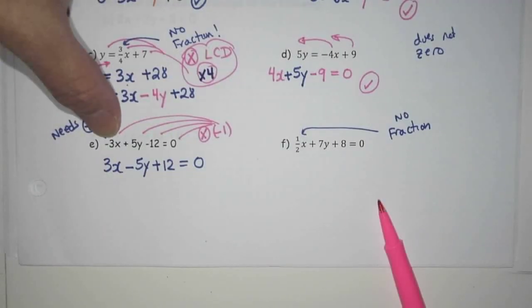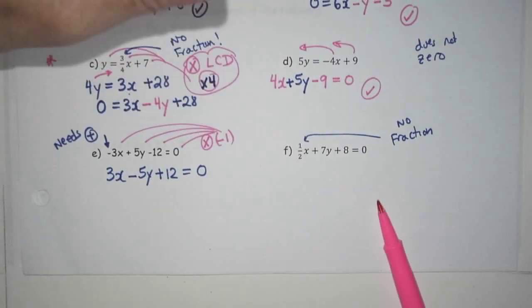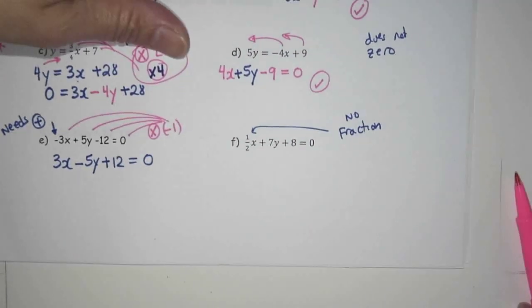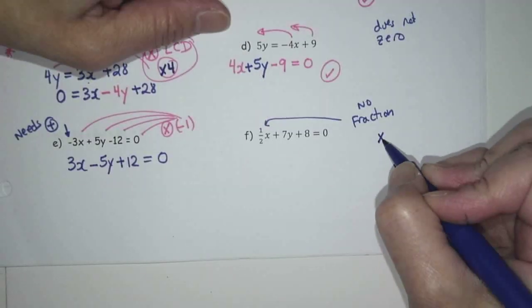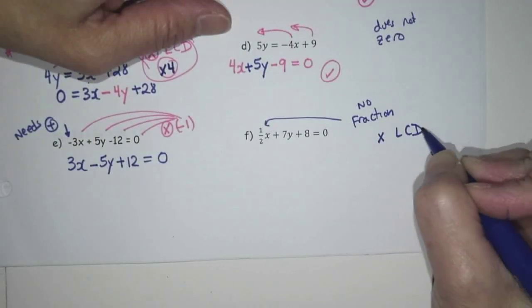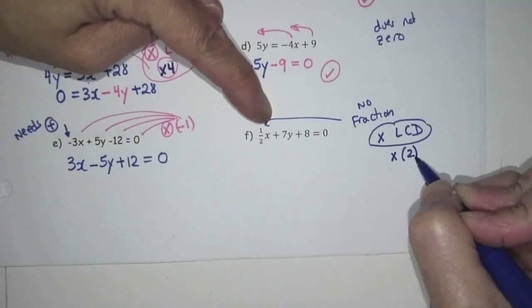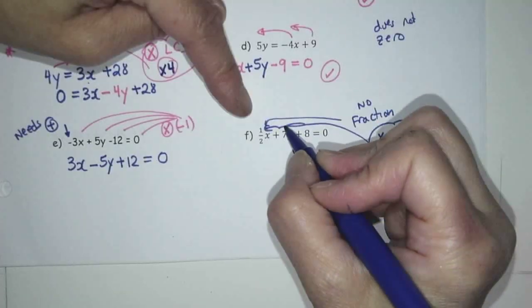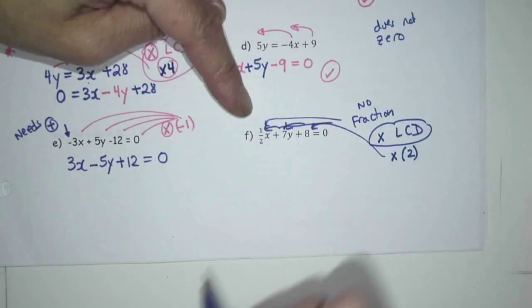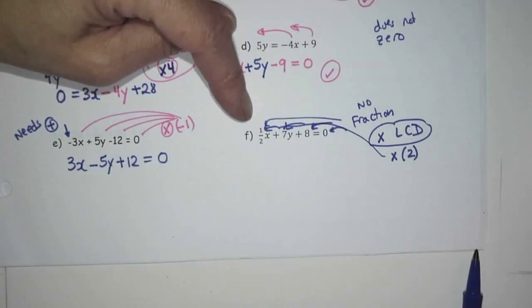Or some people go, well, I just hop them over to the right side, so positive 3x, negative 5y, plus 12, same thing. Okay. If you're given a fraction, I want you to multiply by the lowest common denominator, which is going to be multiplying it by 2. So that's going to be 2, 2, and 2. All of them multiplied by 2. And 0 by 2, but that won't change anything.